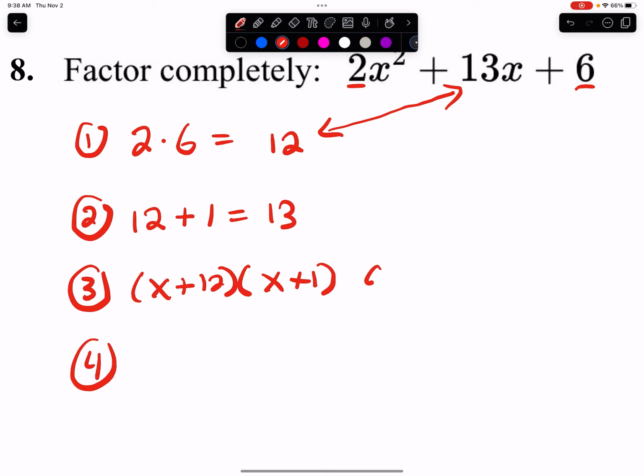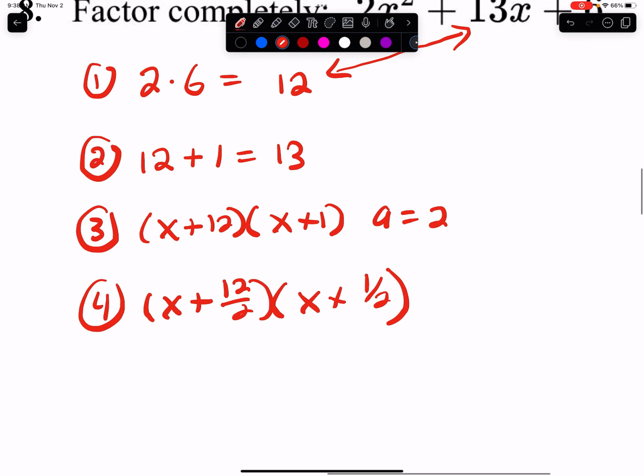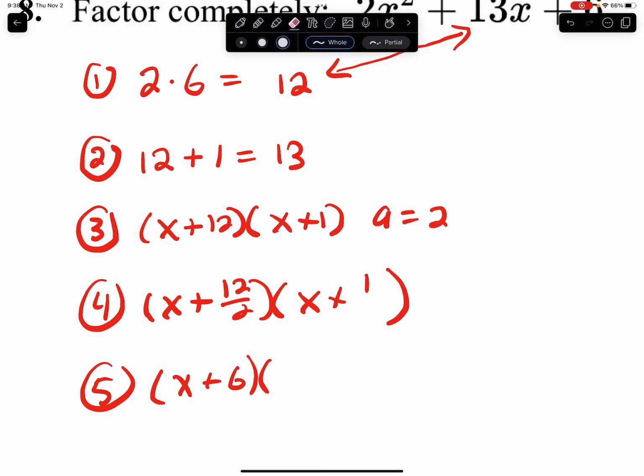Step 4, if our a value is 2, divide our a values into our factors. And the last and final step is simplify. So 12 divided by 2 is going to simplify to x plus 6. And then 1/2 is not an integer. So I'm going to move this 2 value to the front and say 2x plus 1.